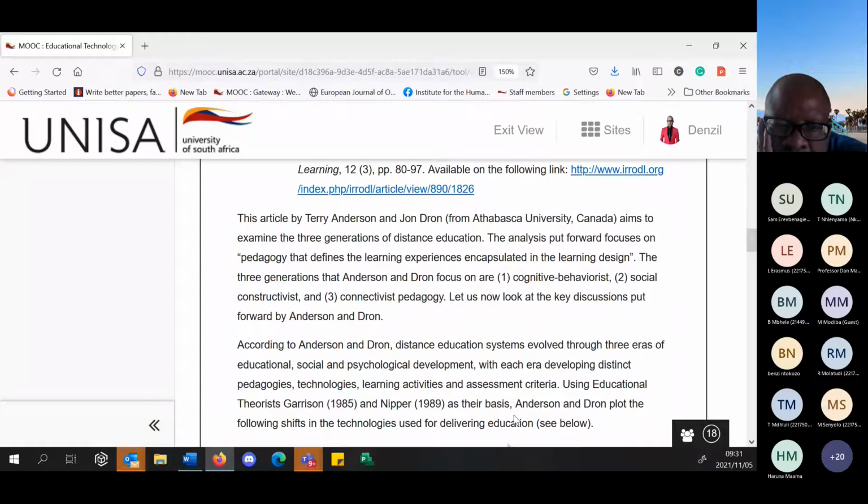So Anderson and Dron focus on what he calls the three generations of how teaching pedagogy has evolved, right? He focuses on the cognitive behaviorist first, then the social constructivist, and the last one is the connectivist pedagogy. And immediately from connectivist, you can see that the digital terminology comes in quite strongly.